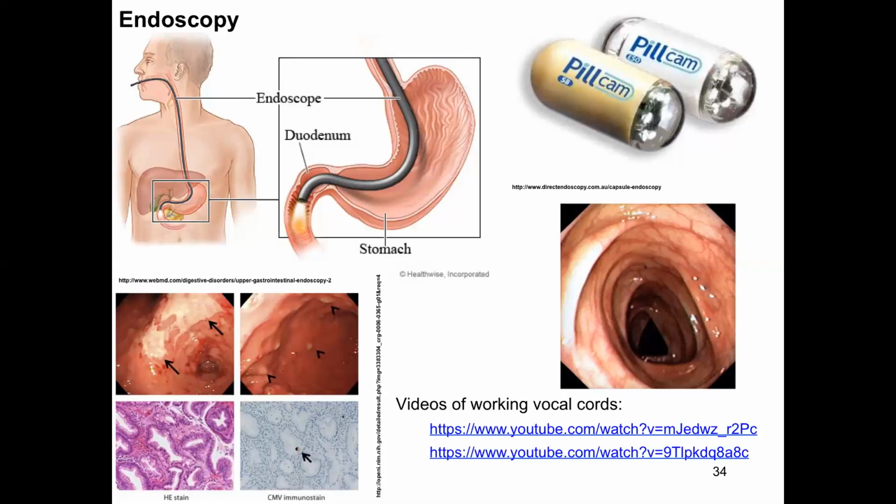regular endoscopy. The pros, obviously, are real-time images. You can biopsy directly. The cons, of course, are that you need good training, the prep can be difficult on the patient, and it's invasive. It's uncomfortable, right? People don't like it.